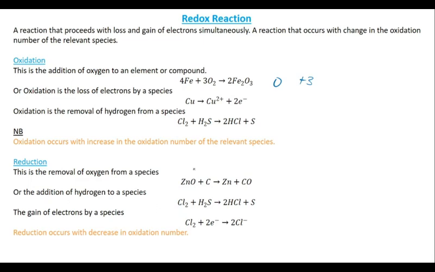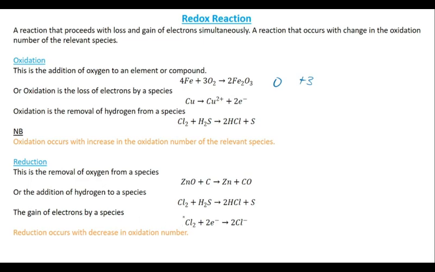As in this example over here, we have hydrogen being added to the chlorine molecule to form 2 moles of HCl. So it means Cl2 has been reduced, whilst H2S has been oxidized. Or reduction is the gain of electrons by a species.